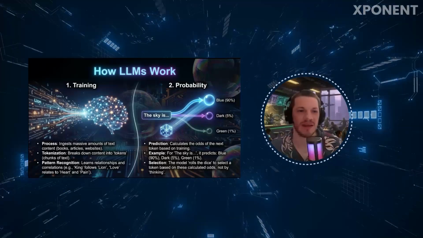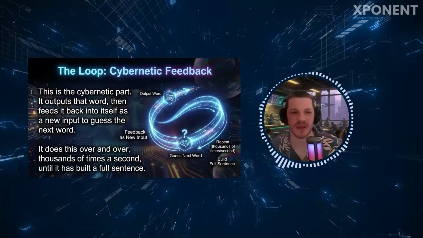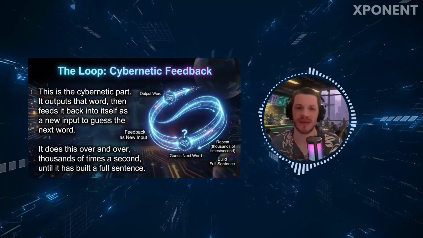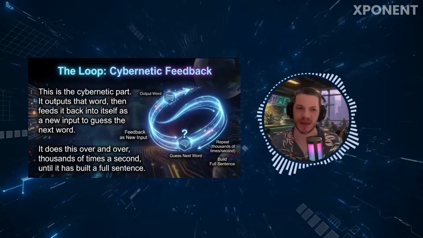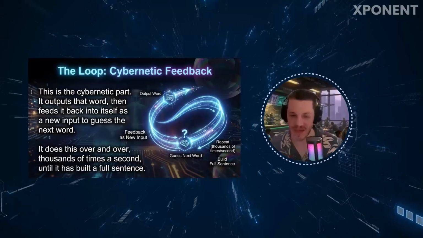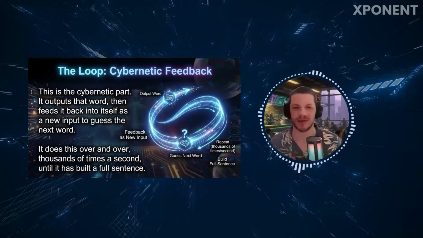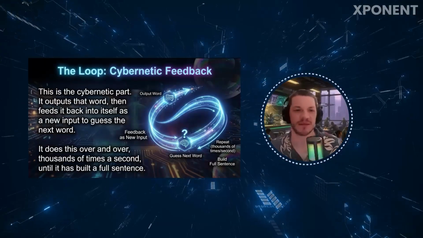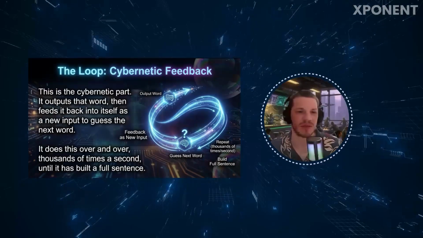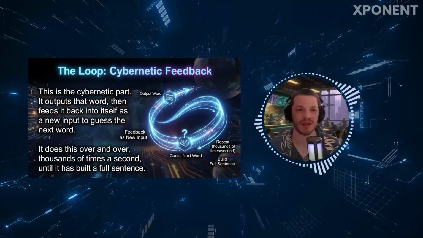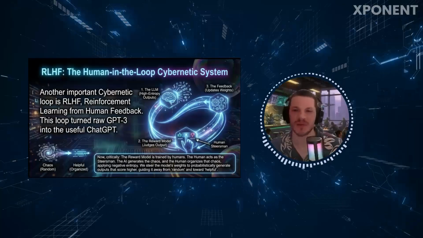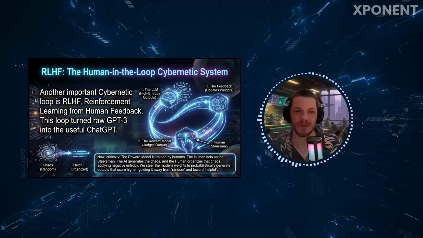And then finally, the loop, this is the cybernetic part, where it outputs that token, then it feeds that back into itself as a new input to guess the next token. And it does that over and over thousands of times a second until you come up with the full sentence or whatever it outputs. And then the next important cybernetic loop is RLHF, or reinforcement learning from human feedback.